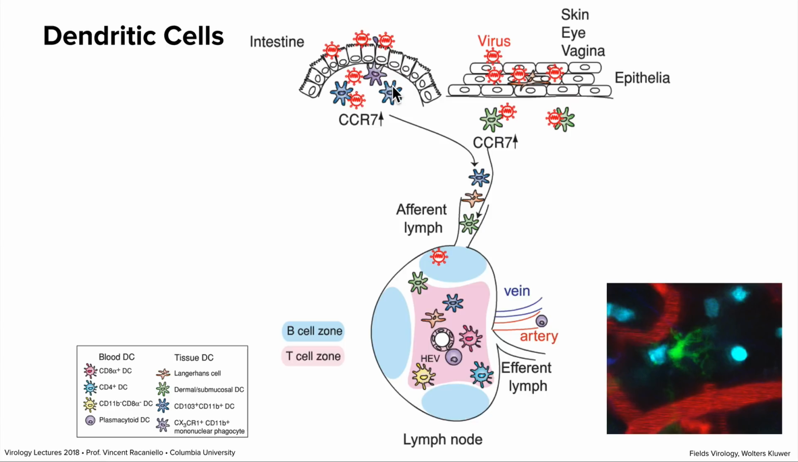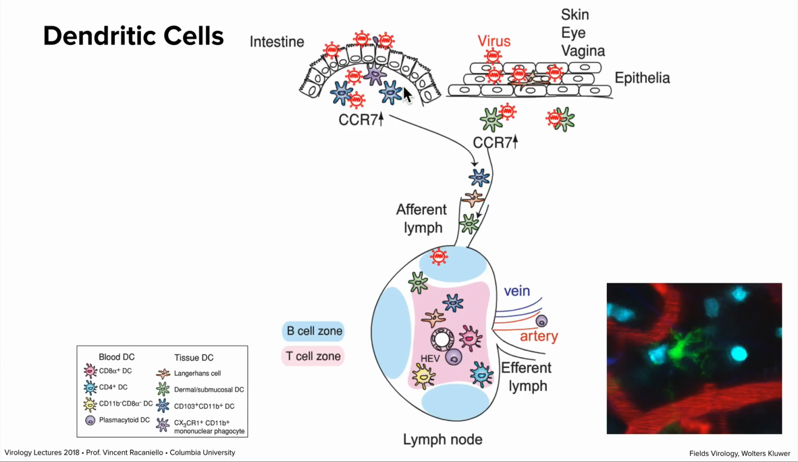There are also dendritic cells that patrol other epithelia, skin, eye, vagina, respiratory system as well. And again, all these dendritic cells are sampling the environment. If apoptotic bodies are released from cells, for example, a virus-infected cell, they will take those and they go to the lymph node.